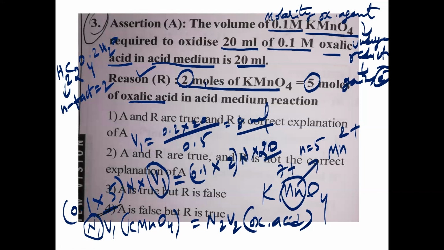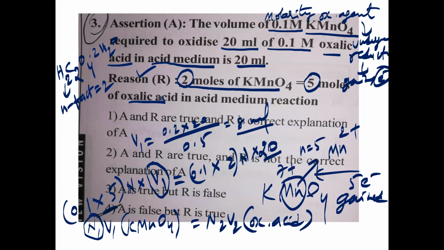So only one thing to remember: 2 moles of KMnO4 will gain 10 electrons totally, because one mole of KMnO4 is gaining how many electrons? Here +7 is converted into +2. That means 5 electrons gained. So one molecule of KMnO4 is ready to gain 5 electrons. Then totally 2 moles of KMnO4 will gain 10 electrons.